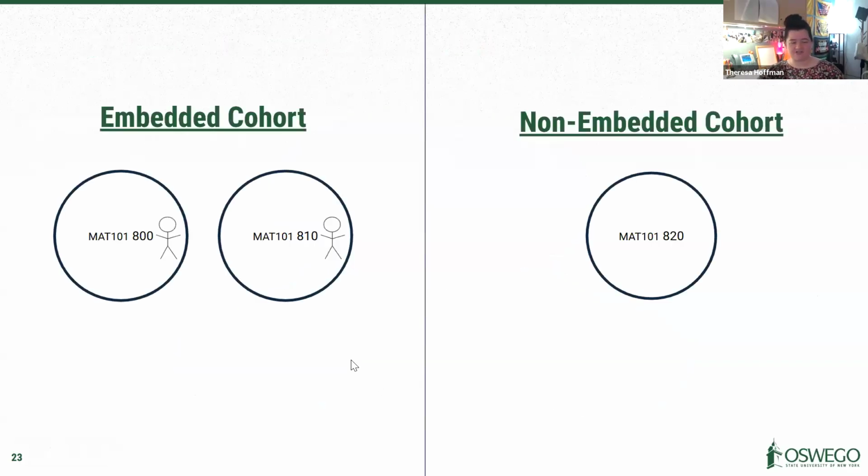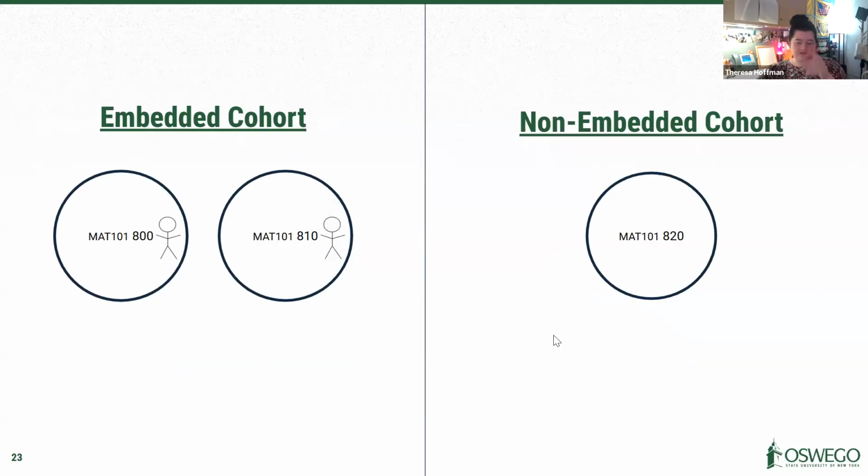And just for extra clarity, I did an example. If we look at just Math 101, people in the embedded cohort, of course, on the left, were the ones with the tutors. So that's my little stick figure. Sections 800 and 810 had embedded tutors, so those are in the embedded cohort. Whereas Math 101 section 820 did not have an embedded tutor, so they're considered the non-embedded cohort.